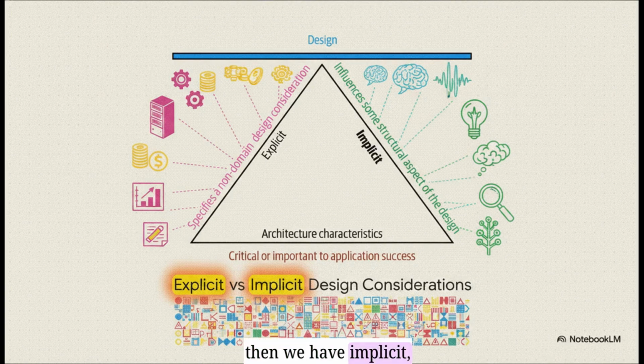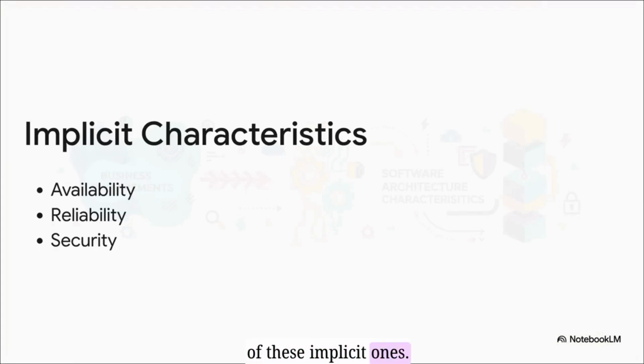But then we have implicit characteristics. These completely shape the structural aspect of the design, but they aren't written anywhere. They come solely from your internal domain knowledge as a seasoned architect. Let's look at a few of these implicit ones. Think about availability, reliability, and security.